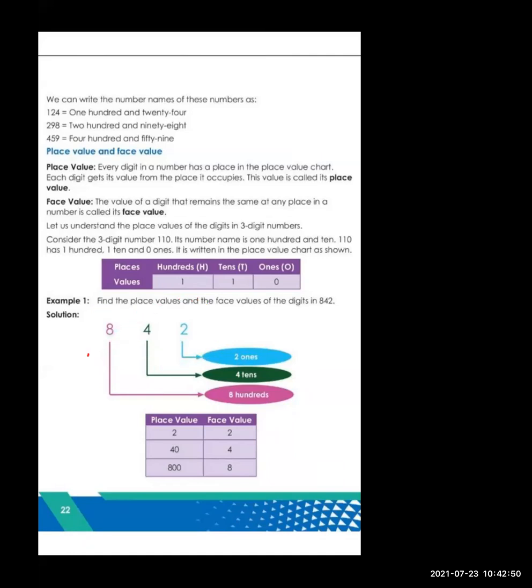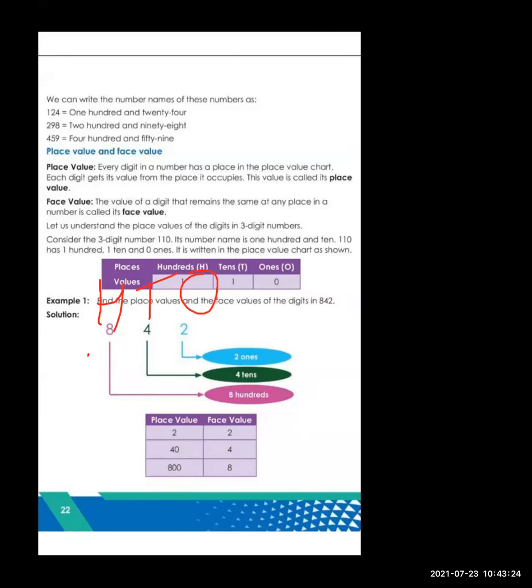So we can see 8. 8 क्या है? 100. 4 क्या है? Tens. 8 is a 100 place, 4 is a tens place and 2 is a ones place. So 800, we can write over here 800. 4 tens, it means we can write a 40. And 2 ones, it means a 2. So this way we're going to see the place value of the number.